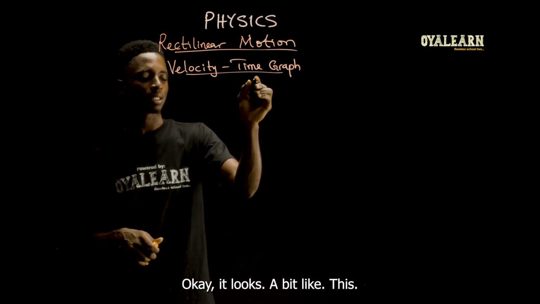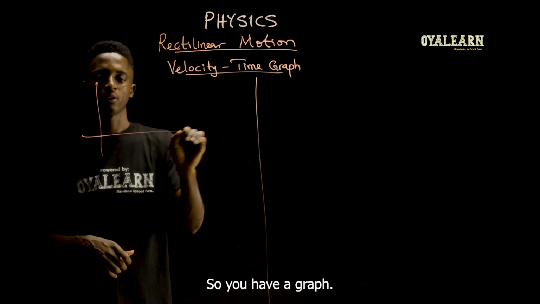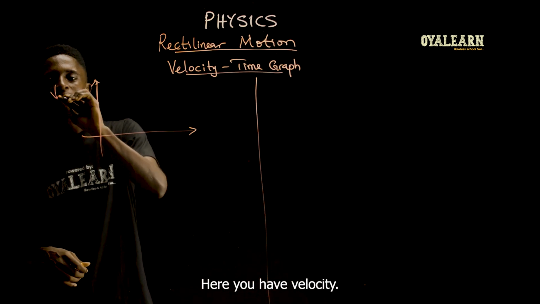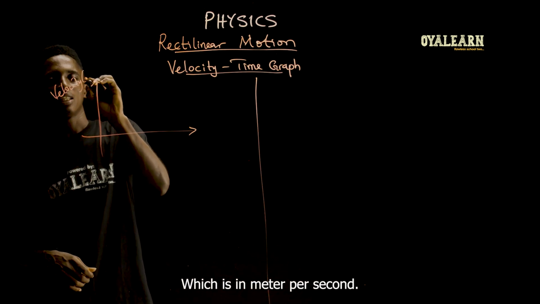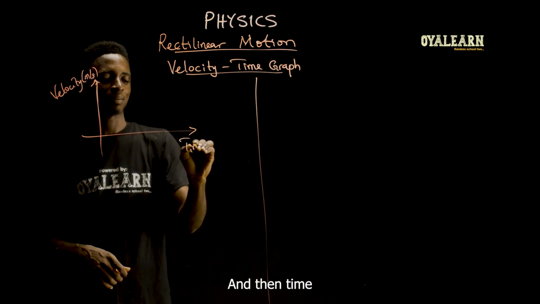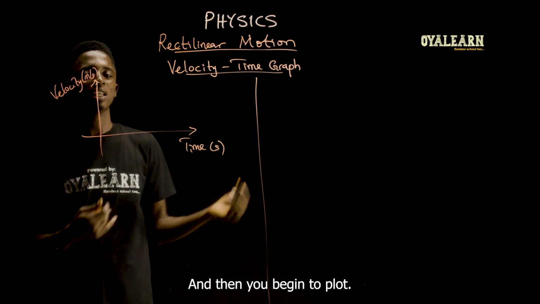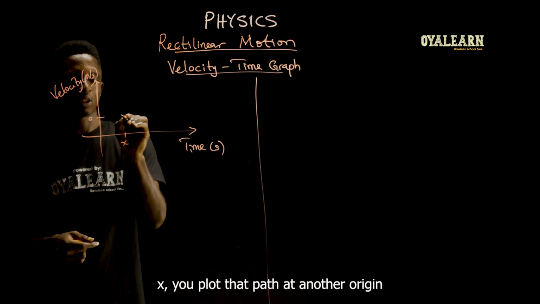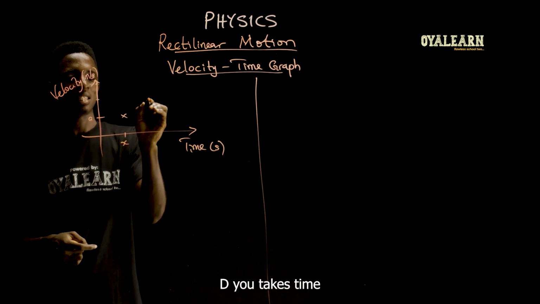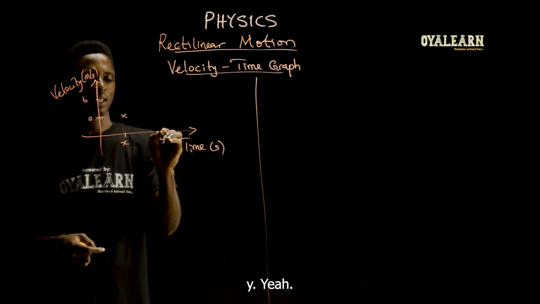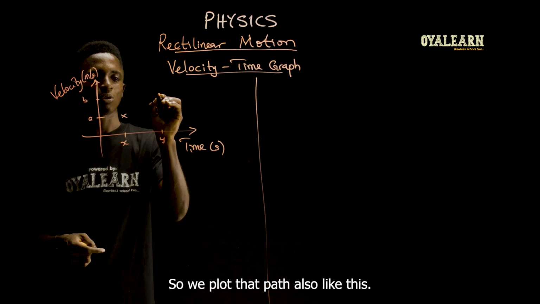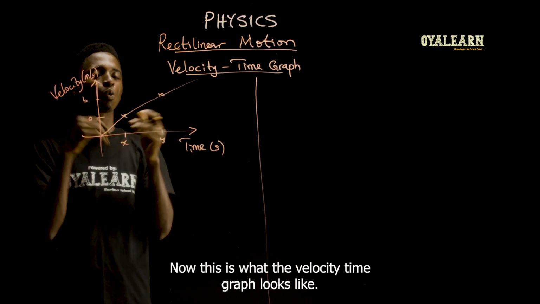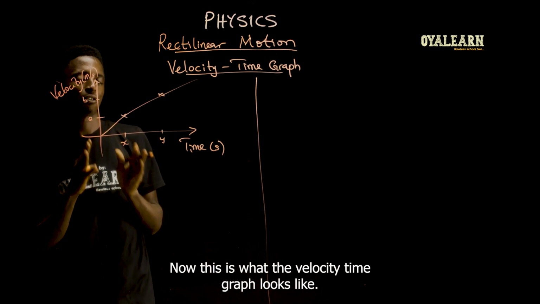Okay, it looks a bit like this. So you have a graph. Please pardon my freehand drawing. Here you have velocity, which is in meters per second, and then time in seconds. And then you begin to plot. At a set velocity A, you take time x, you plot that point. At another velocity B, it takes time y. So we plot that point also like this. And then you join it with a straight line. Now this is what the velocity time graph looks like.